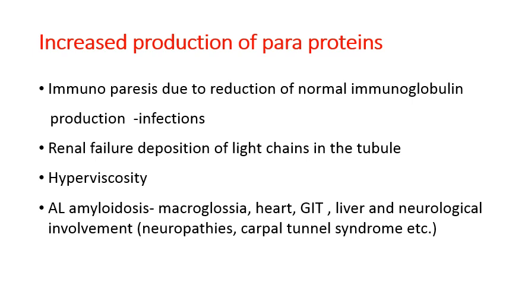Now, amyloidosis is also a type of immunoglobulin light chain. So this AL type can be increased, and this can deposit in various organs, like the tongue, causing macroglossia. They can deposit in the heart, causing cardiomyopathies, GIT, liver, and neurological involvement like neuropathies and carpal tunnel. So there is a separate group of symptoms and signs purely because of increased production of paraproteins.